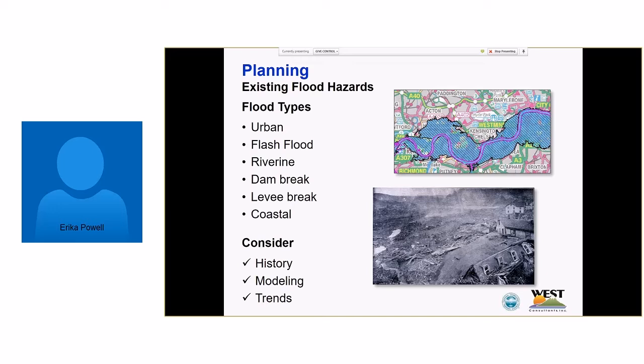You need to consider the history of flooding in your area, or what kinds of hydrologic hazards have been occurring and their frequency. You may be looking at modeling results, either current results or past studies that have been done. And then you need to identify what trends might affect how you're developing hazard. And by trends, that could mean development in an urban watershed or climate change affecting the mixture of rain and snow in California, for example, in our mountain watersheds.